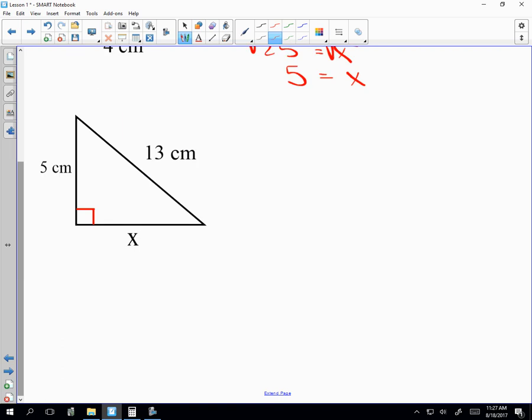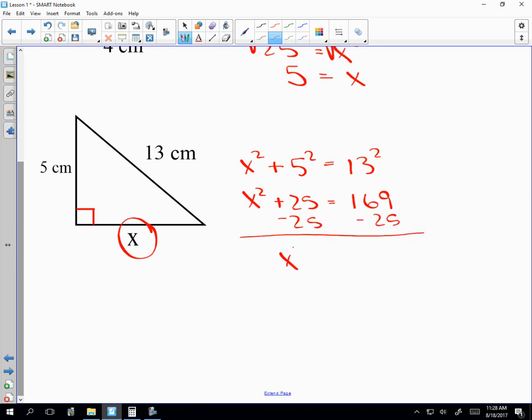Now, new triangle in this situation. We're trying to find one of the legs. So we have x squared plus 5 squared equals 13 squared. So x squared plus 25 equals 169. We subtract 25 from both sides, and we get x squared equals 144. We're always finishing these problems by doing the square root of both sides. The square root of x squared is x, and the square root of 144 is 12.